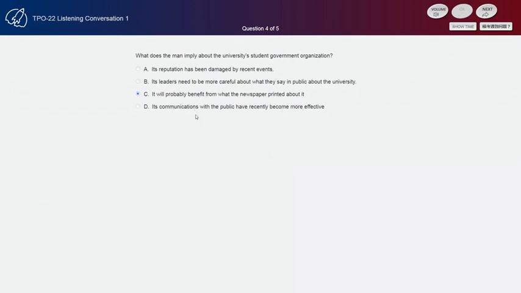Its communications with the public have recently become more effective. No. I mean, publishing a newspaper doesn't really mean that you're getting really better at the communication. So it doesn't really make any sense.